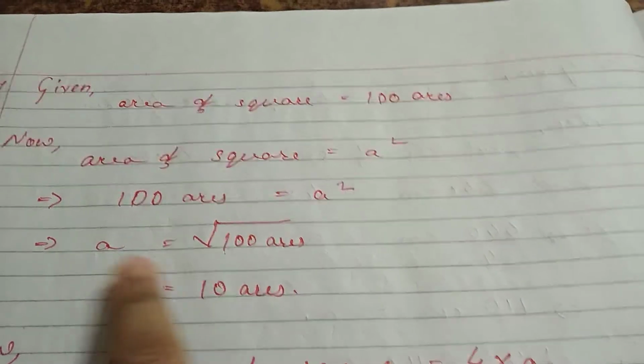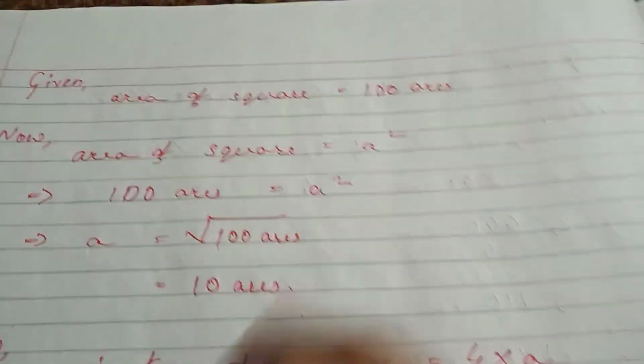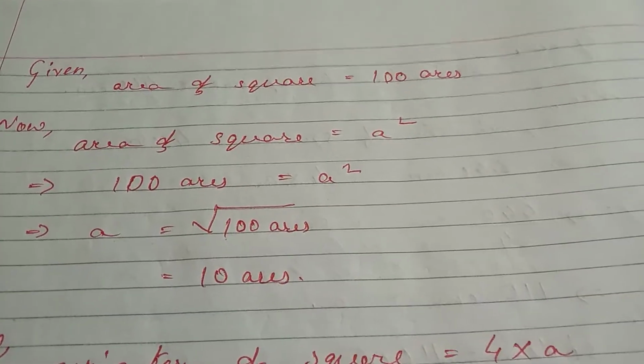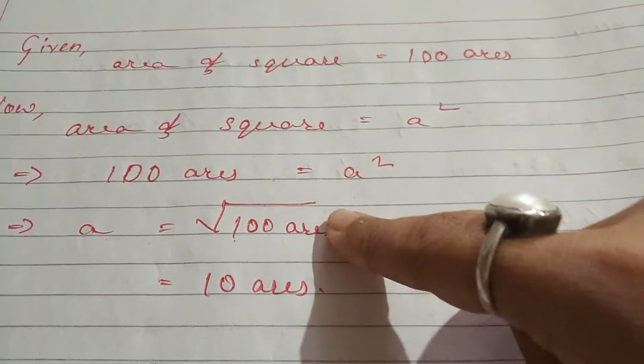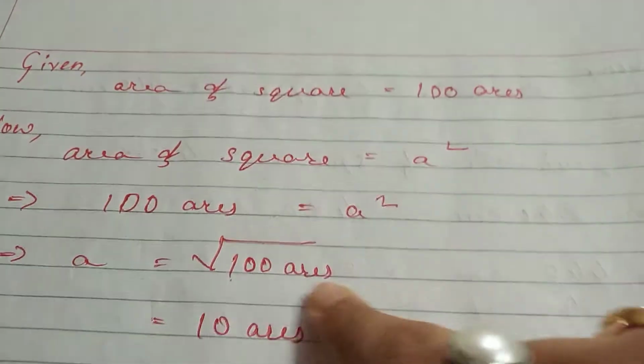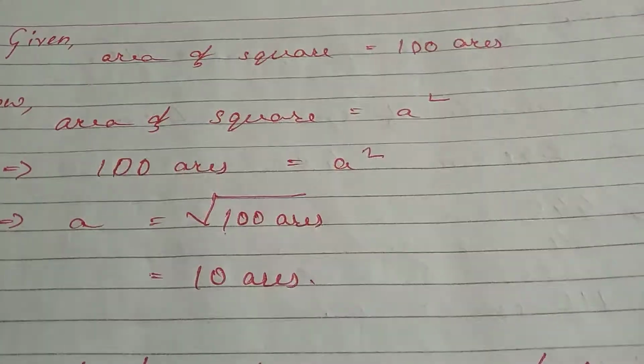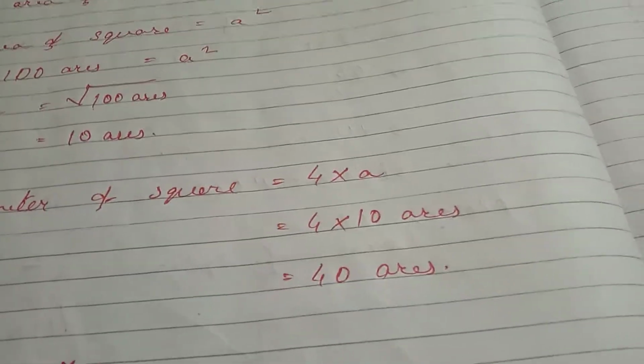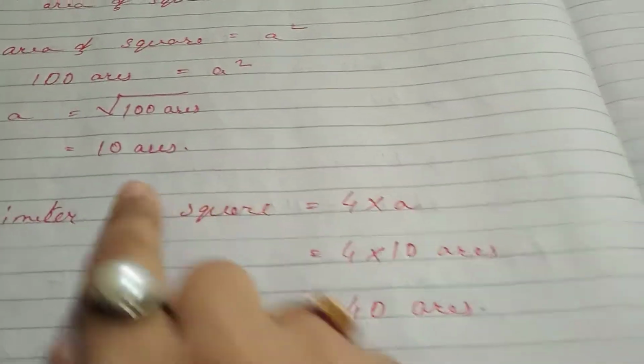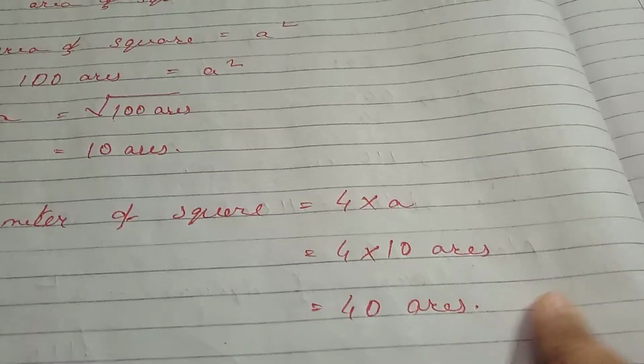Therefore a will be equal to root over 100 acres, because a means side, and in order to find out the side of the square from the area, we need to find the square root of the area. So the square root of 100 acres gives us 10 acres. Now perimeter of the square equals 4 into a. A means side. We have already got a as 10 acres, so 4 into 10 acres gives us 40 acres.